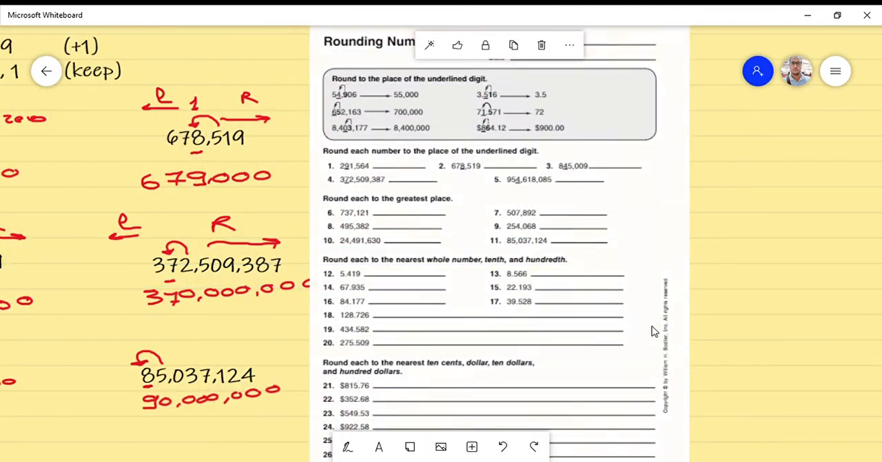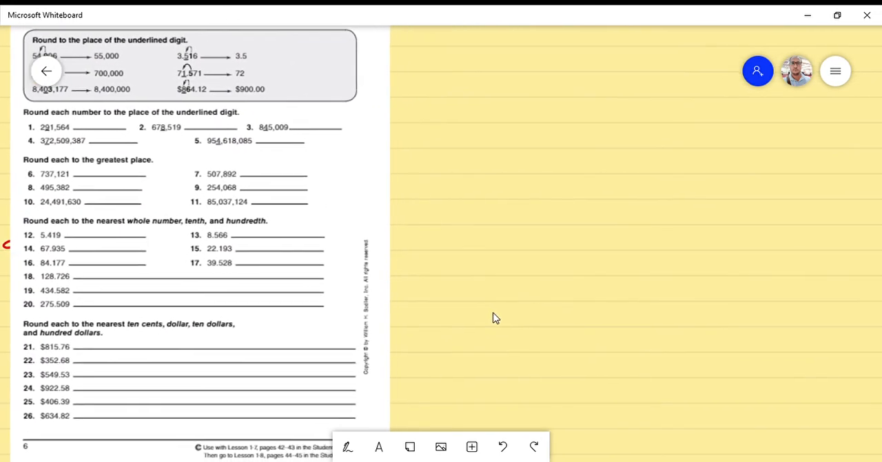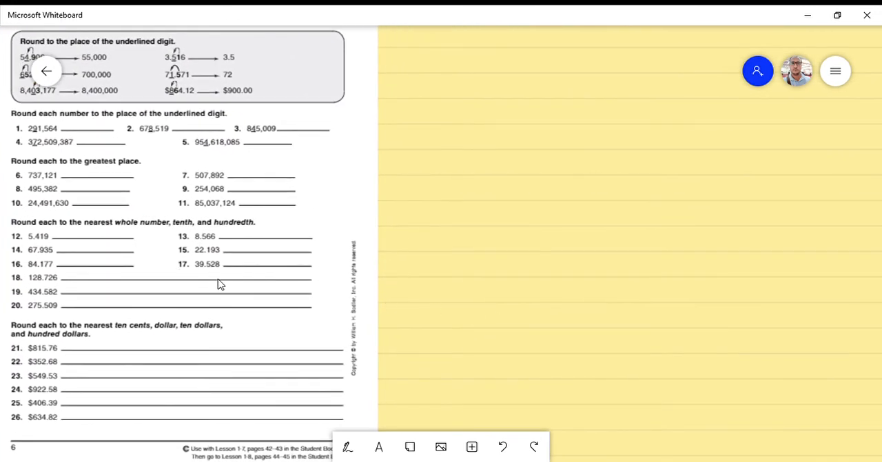Here is another problem: round each to the nearest whole number, nearest tenth, and nearest hundredth. Look here. We have 5.419. How can you read it? Firstly, 5 and 419 thousandths. Why thousandths? Because there are 3 places.